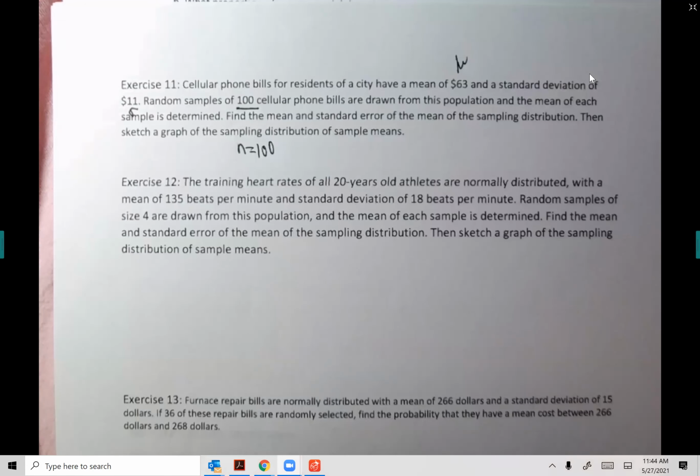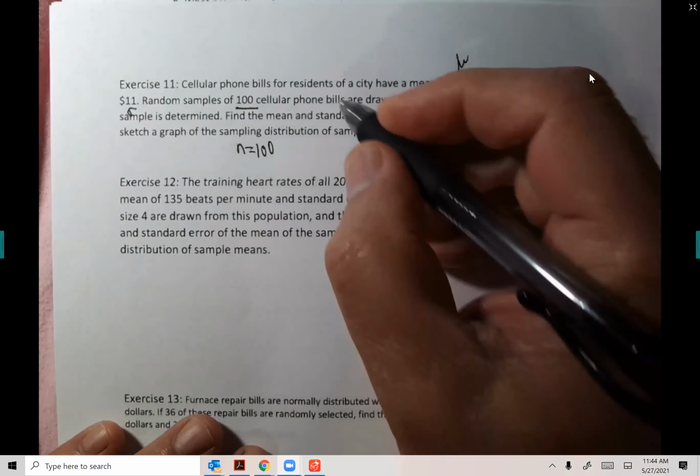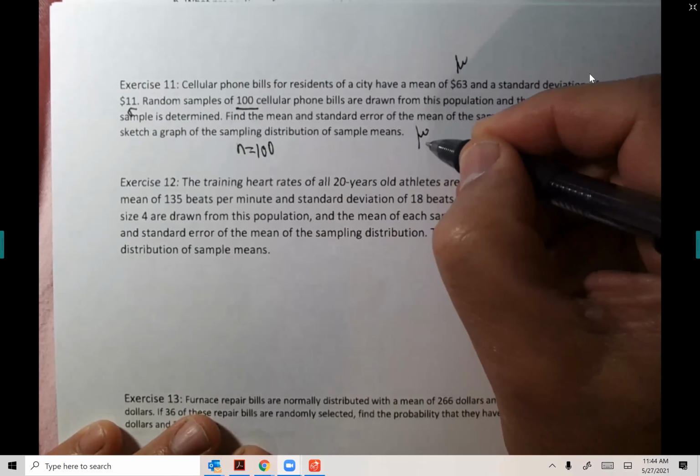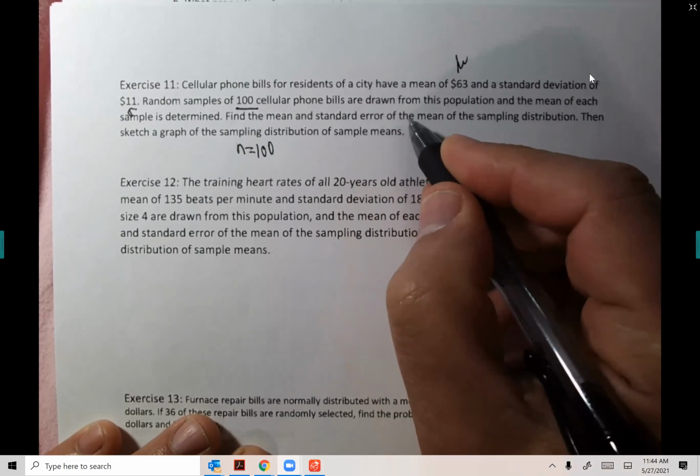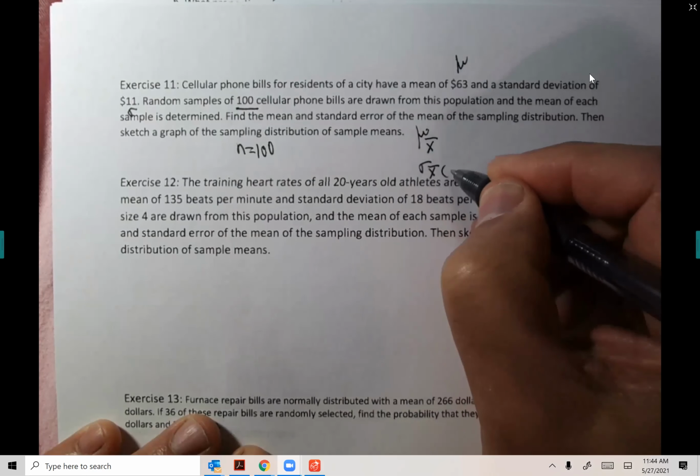So you see, we're not picking one phone here. We're picking 100 of them. So now you're working with samples; you are in the central limit theorem mode. The samples are drawn from this population and the mean of each sample is determined. So X bar is determined for each sample. What is the mean and the standard error of the mean of the sampling distribution? What he wants, guys, is the mean of X bar, and the standard error of the mean, which is sigma of X bar. They also call it the standard error of the mean.